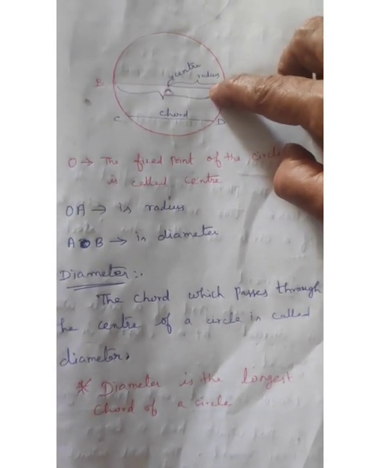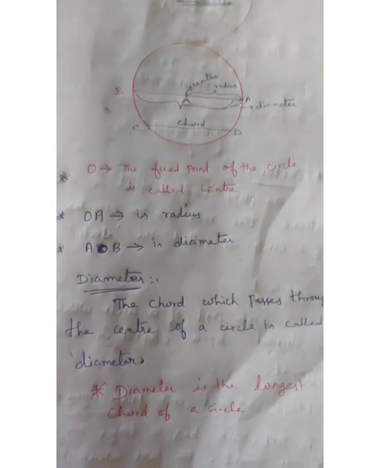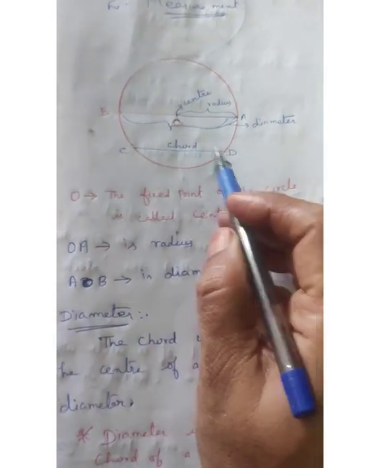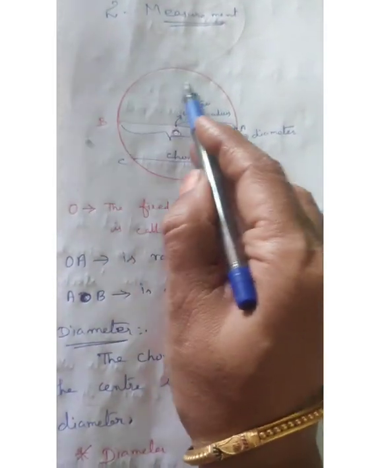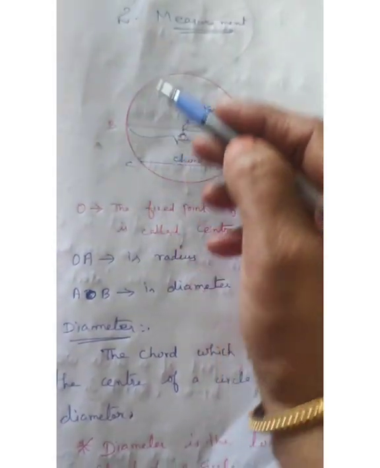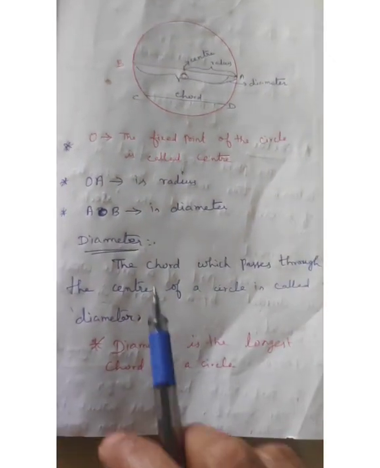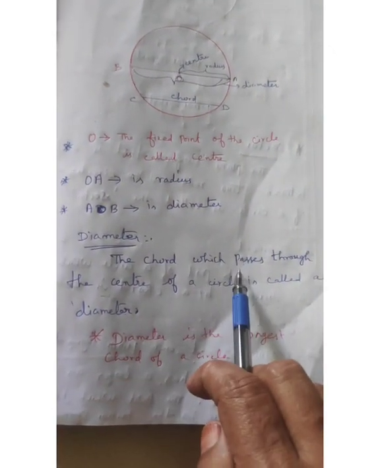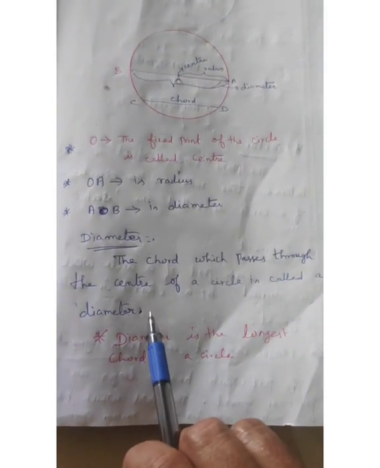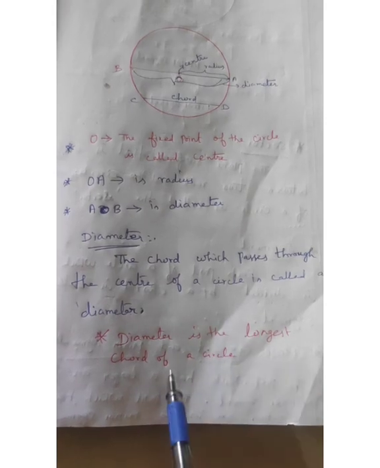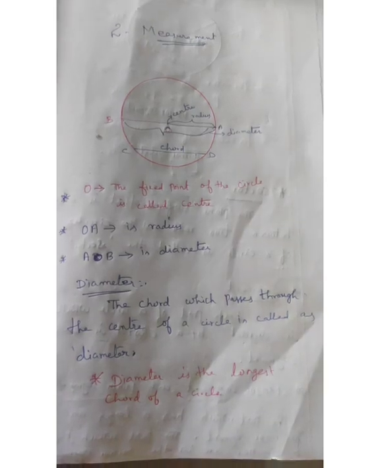The diameter is the longest chord of the circle. What is the meaning of chord? Now join points C and D, and this is called a chord. The diameter is also a chord. Joining any two points on the circle with a line gives a chord. The chord which passes through the center of a circle is called the diameter. The diameter is the longest chord of a circle.